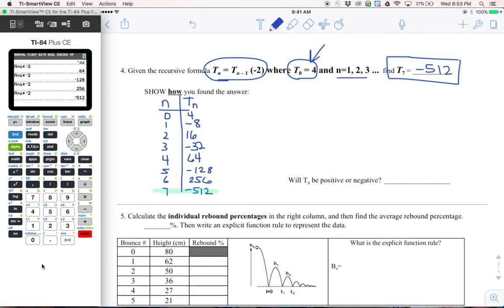Okay, will t sub 8 be positive or negative? That just means the next term is going to be positive or negative. Well, since it's alternating every time because we're multiplying by a negative, the next one will be positive. If you don't believe me, click enter one more time, and you get a positive number. All right, that's the end of problem 4.